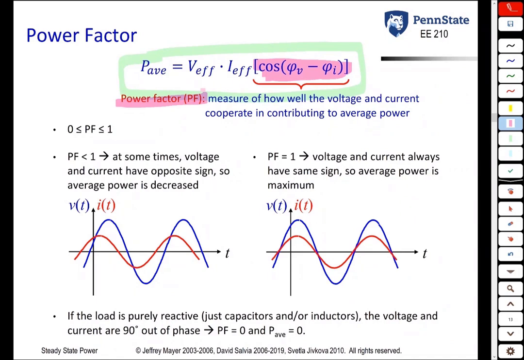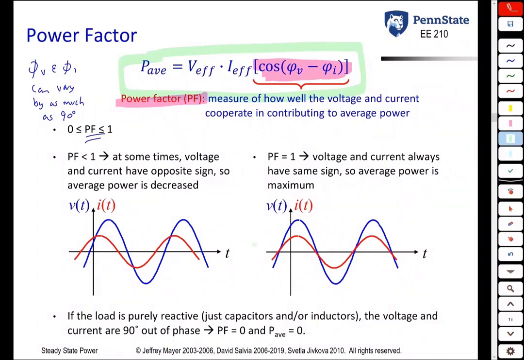Basically, this power factor is a measure of how much the voltage and current are going to cooperate with one another. Turns out that in an RLC circuit, the voltage phase and current phase can vary by as much as 90 degrees in a component or series of components. So phi v and phi sub I can vary by as much as 90 degrees. This means that the power factor can be anywhere between 0 when they're 90 degrees out of phase to 1 when the voltage and current are in phase.